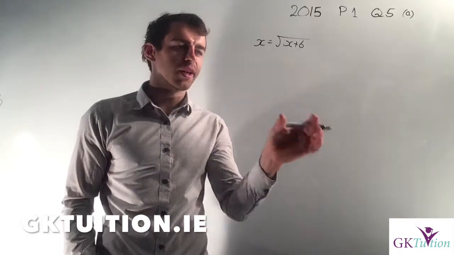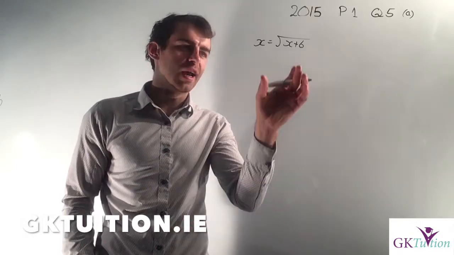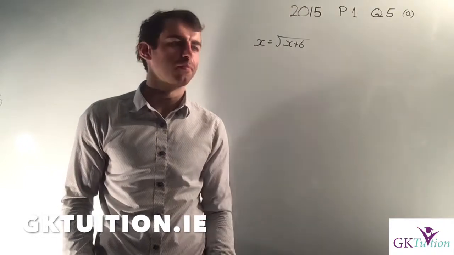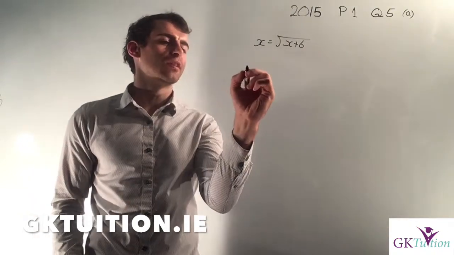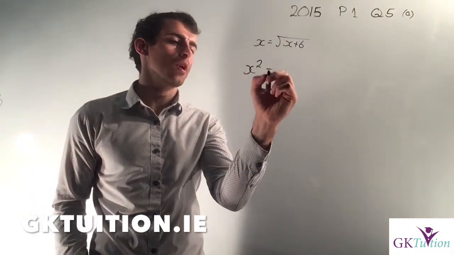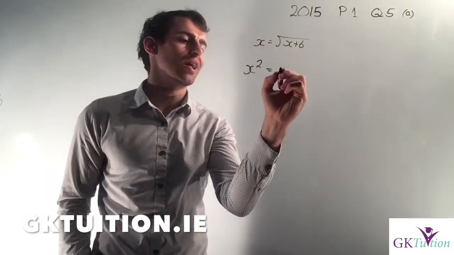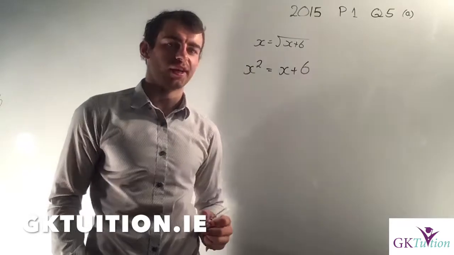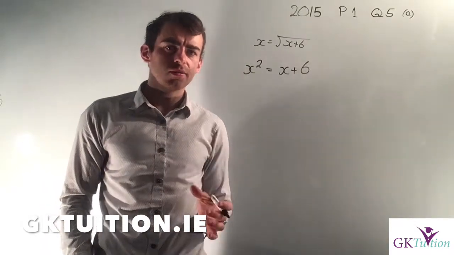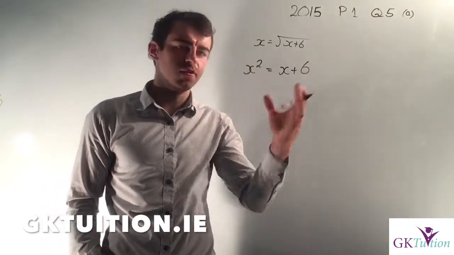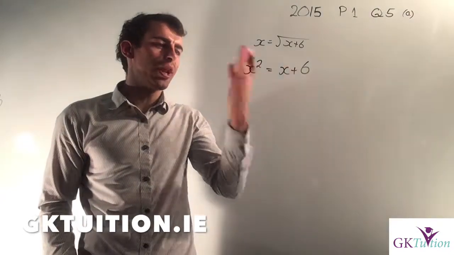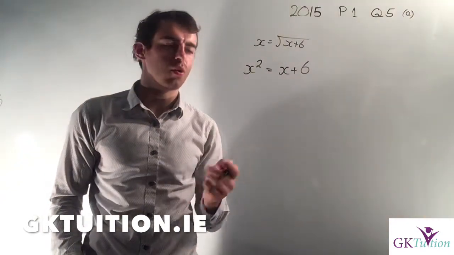But if I square the right hand side, in order to compensate for that, I'll also have to square the left hand side. So if I square the left hand side, I'll just get x squared. And if I square the right hand side, the square root and the squared will cancel, so I'm just left with x plus 6. Now you should recognize that you have an x squared, you have an x, and you have a number. So that means I'm going to bring everything to the left and it'll be a quadratic equation.